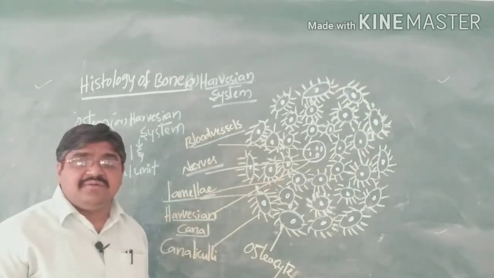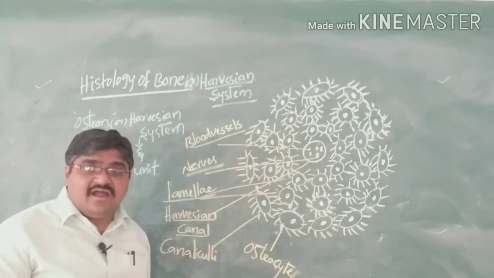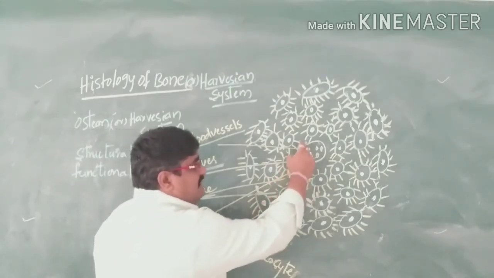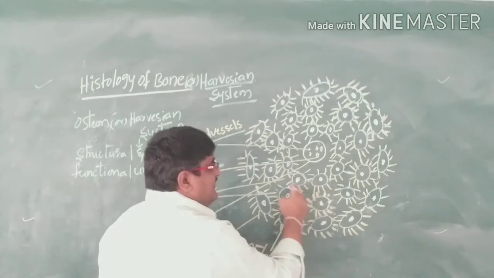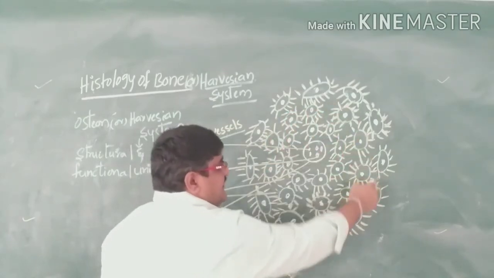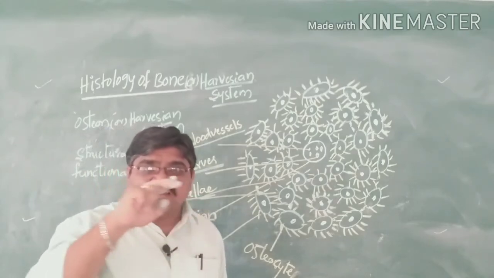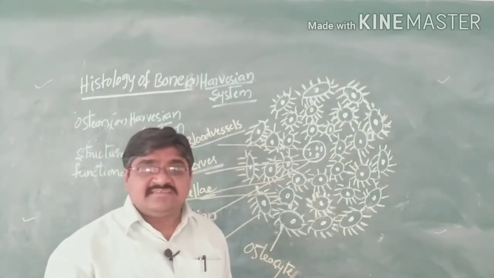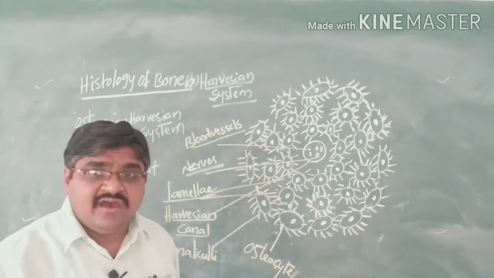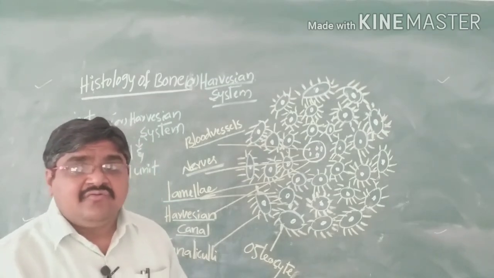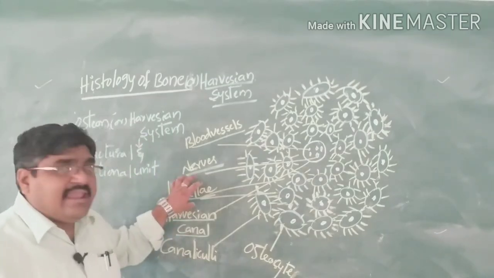What are lamellae? Around the Haversian canal, concentric layers are present, that means in the form of circles. Those concentric layers present around the Haversian canal, we call lamellae.